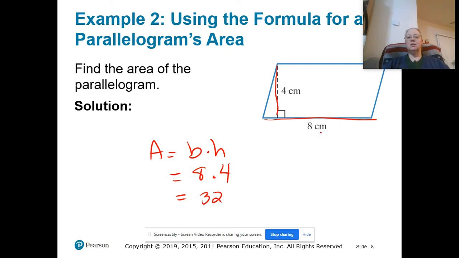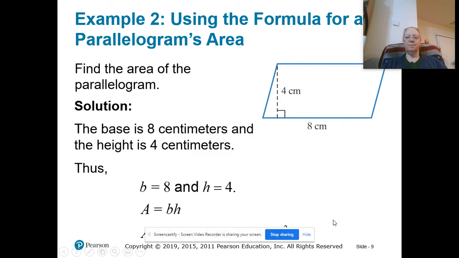Our unit is centimeters times centimeters, which gives us square centimeters. Sometimes we say square centimeters, sometimes we say centimeters squared. It really doesn't matter. It's the same thing, and sometimes we write it like this. In math, we tend to write it this way, but either way is fine.